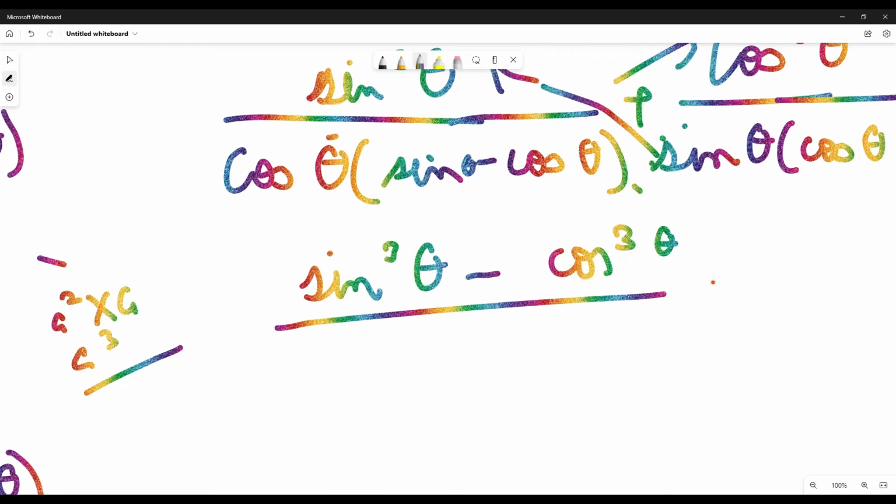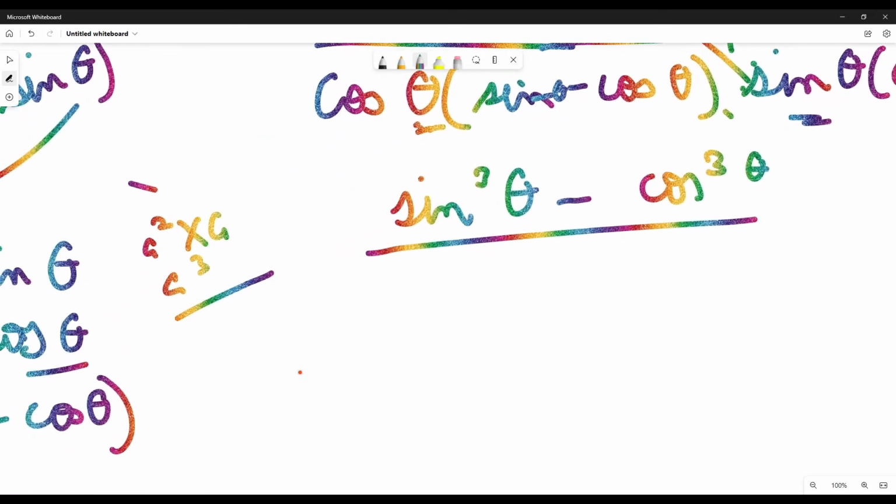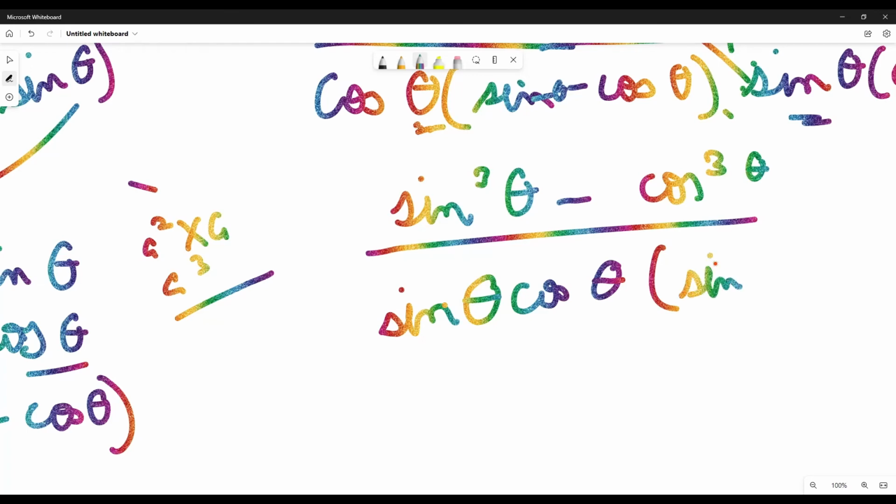upon. So this did not have sine, right? And this did not have cos. So we can write it as sine cos, right? Sine first, cos last. Multiplied by, we had sine theta minus cos theta. Both of them had this as common.